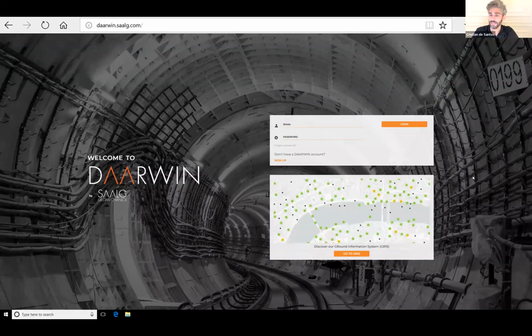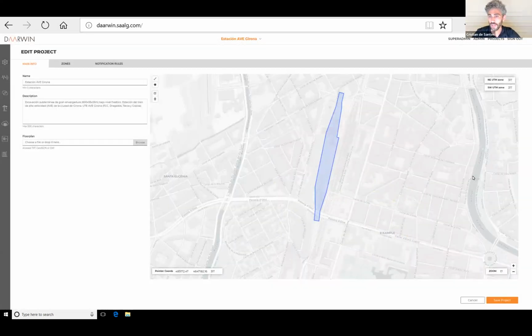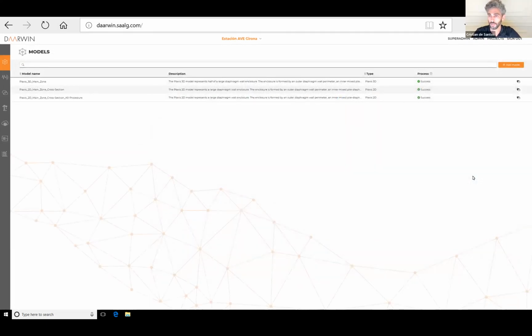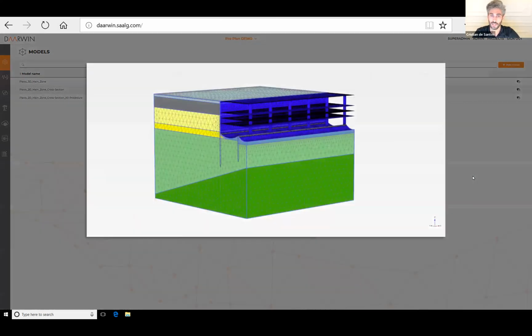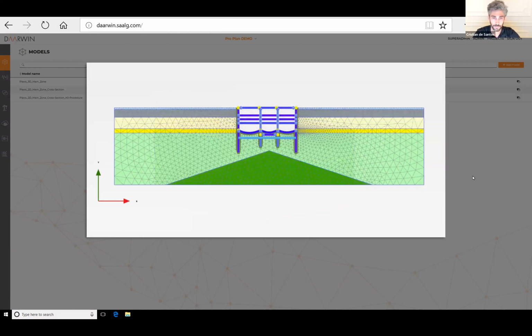Well, how did we do that in DAARWIN? As I said, DAARWIN is a web platform, so you log in. First thing that you do is edit your project, so basically you define the boundaries of your project. Once your project is edited, you need to upload your design, which is Plaxis models, 2D and 3D. Here you have some images of those models that were uploaded in DAARWIN. Once the models are inside the system, DAARWIN knows all the different calculation phases and constitutive models, and can manipulate the models fully automatically. Here, the 2D.